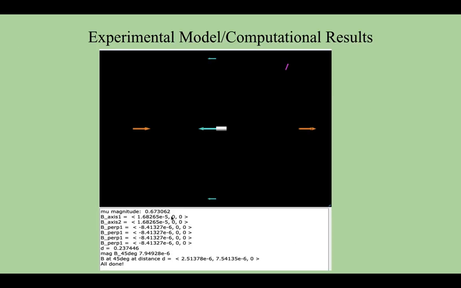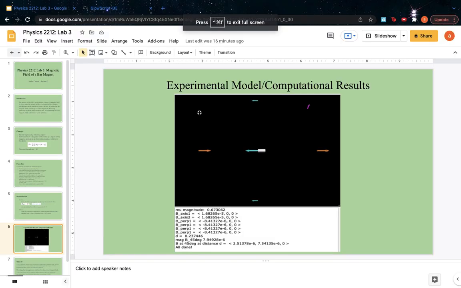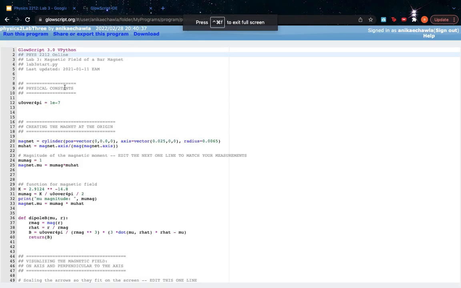So here is the experimental model and the computational results. As we can see, here are the arrows, and then mu magnitude is 0.67, and then here are the magnetic fields on axis and perpendicular. The values are right here, and we can see the magnitude at 45 degrees, which is 7.9 times 10 to the negative 6th, and then the vector form. And so let's take a look at the code to see how that works.